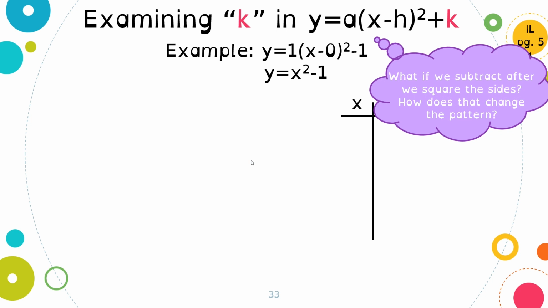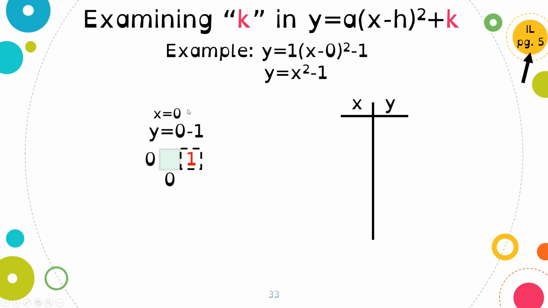Okay, so what if we subtract after we square the sides? How does that change the pattern? So now we're going to do x squared minus 1. How does that make it different? So if x is equal to 0, we have a 0 side length. So our original area is 0 squared, so that's 0. But then we're subtracting 1, so we're taking 1 away. So 0 take away 1 is negative 1. So when x is equal to 0, y is equal to negative 1.